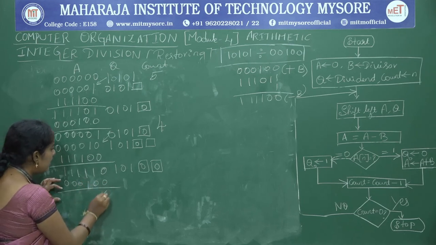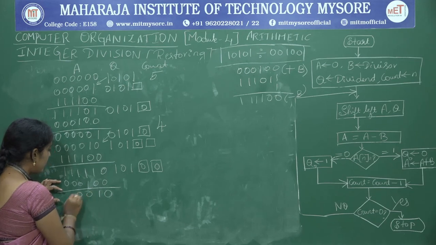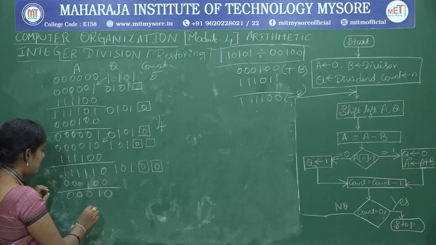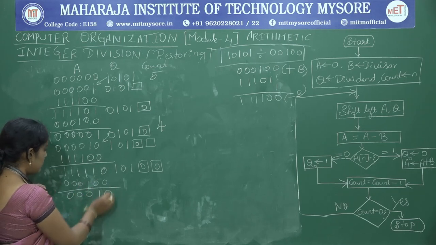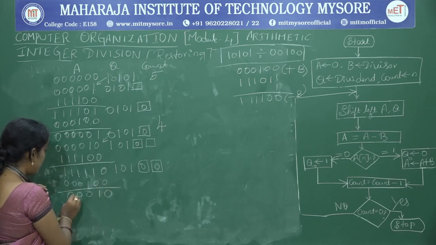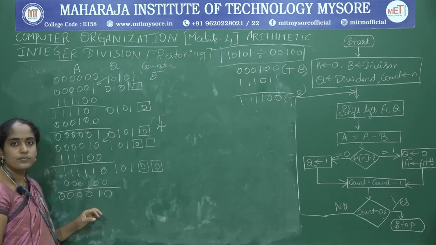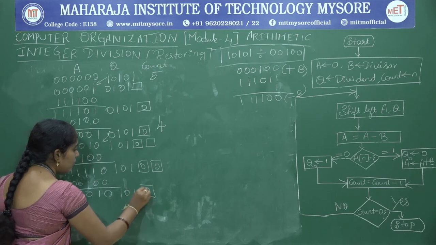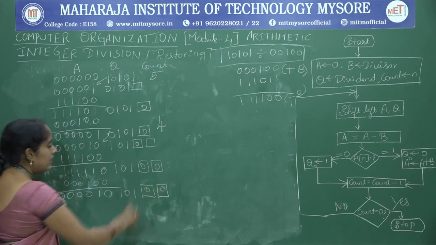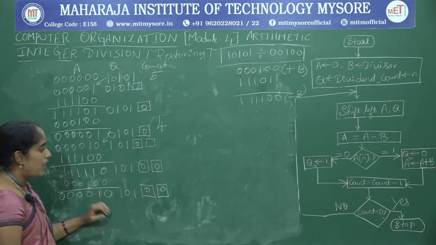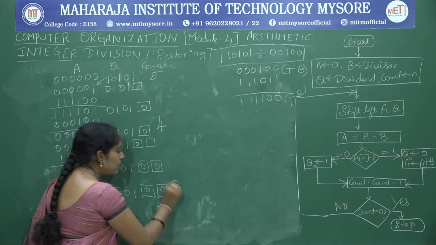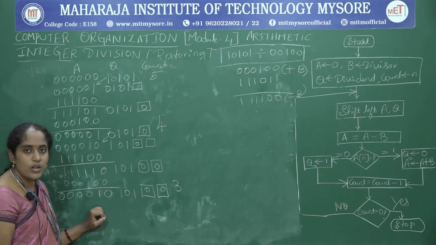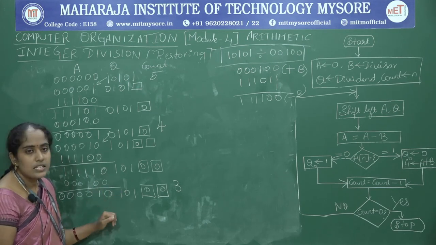So what is the answer? 0 1 0 0 0. Yes, right? No. 0 1 0 0 0 0. Okay. Now it is 0 0 0 0. Then decrement the count value. Now count will become 3. Okay. So again 3 is not equal to 0. So go back to step 3.